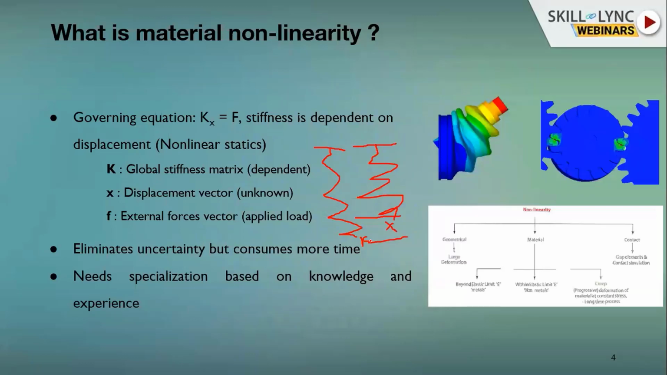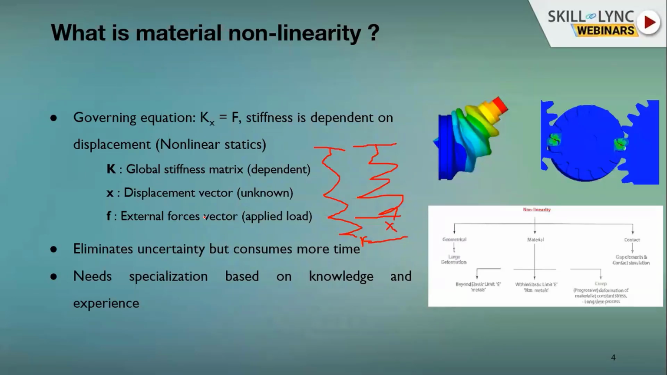But the difference between linear statics and nonlinear statics is that in linear statics your stiffness remains constant. Over here, the stiffness does not remain constant. It is dependent on the displacement. The moment you apply the force in increments, the displacement is going to be different at every load step, and so the stiffness is dependent on the displacement. So K is the global stiffness matrix, which is dependent on whatever the displacement is, with the applied load from the external forces vector, which is F.